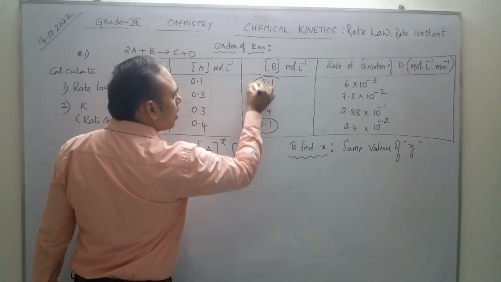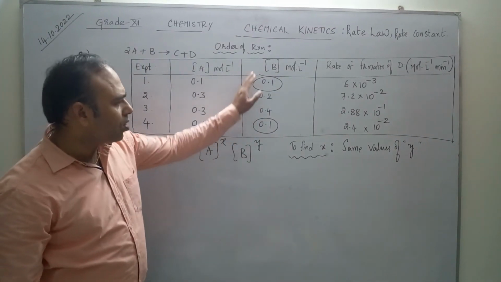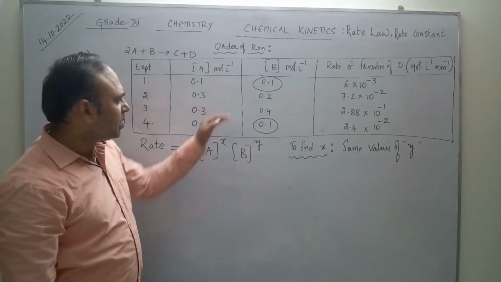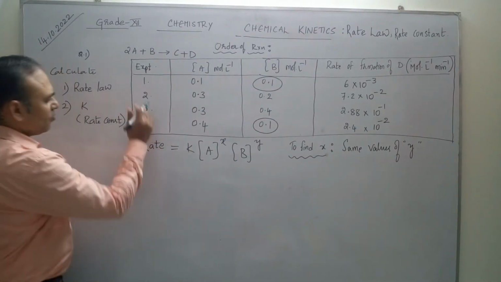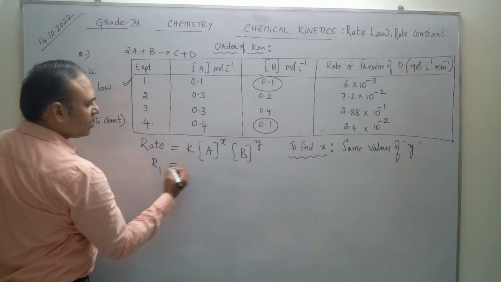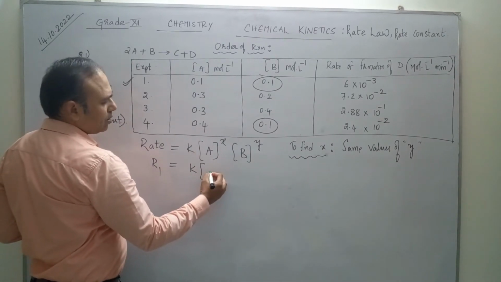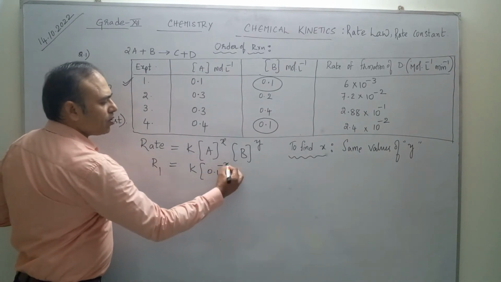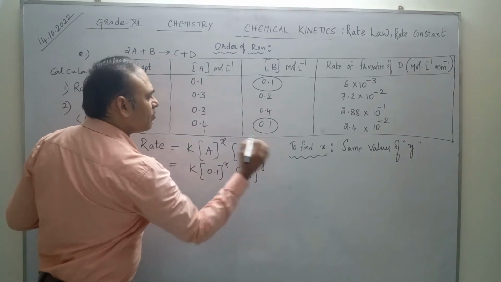Here we have 0.1 and here we have 0.1 concentration. So same concentration of B, that is to the power of Y. If you take that particular equation, it will give you the value of X. So first for equation 1, can we write R1? R1 is equal to K into A, which is 0.1 concentration to the power of X, and here it will be 0.1 to the power of Y.